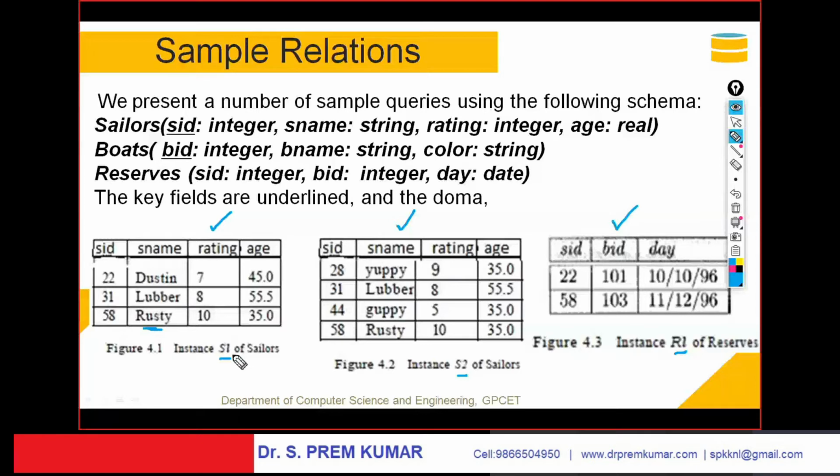S1 is one table representing sailors. S2 is another table which is also representing sailors. R1 is a table representing reserves. Just one minute, please go through these three relations and what I wrote here. Of course, the boat table I hadn't specified here. In this slide you can see the sailors table and the reserves table. The boat table is not placed here. Just have a glance on this.